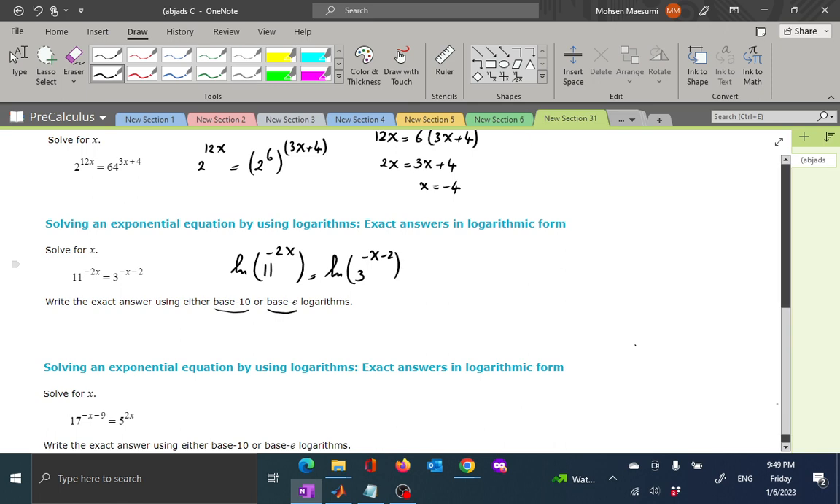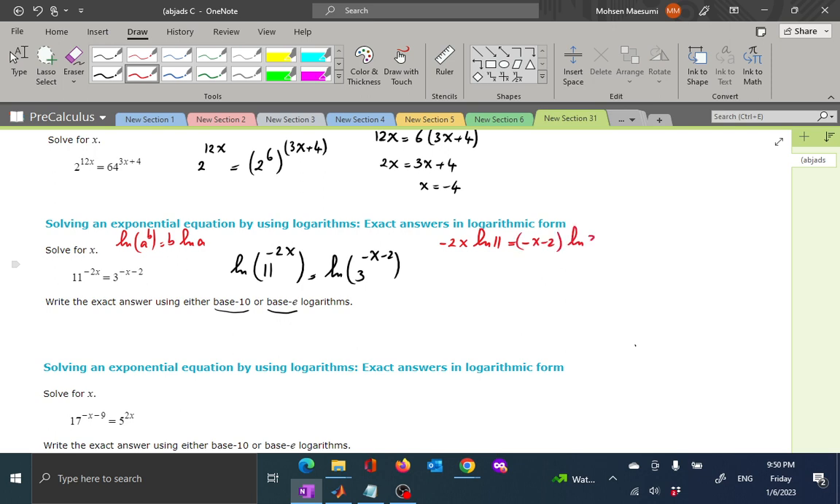Now let's remember the rule of exponent. Logarithm of a to the power of b is b logarithm of a. So we are going to use that, and on the left hand side I'll have minus 2x logarithm of 11. On the right hand side minus x minus 2. I need to have a parenthesis here, logarithm of 3. Just to be clear, let's put parentheses on both sides. It never hurts. And if you have multiple items added and subtracted, you do need those parentheses.